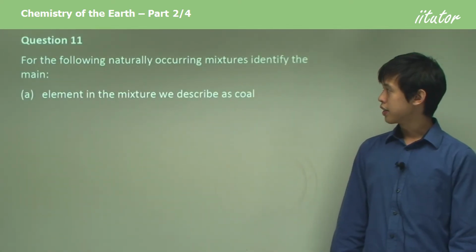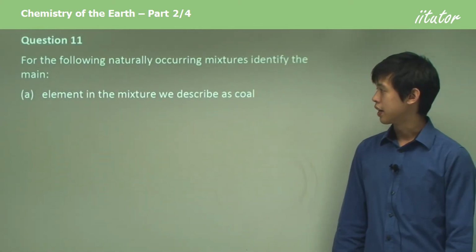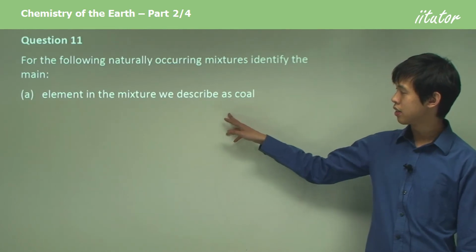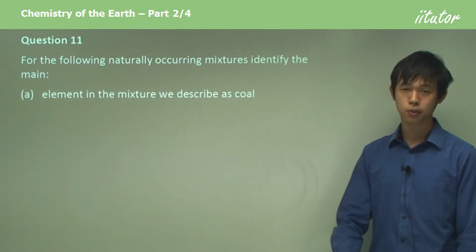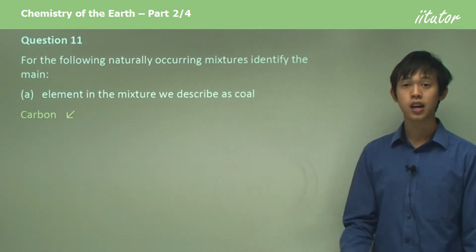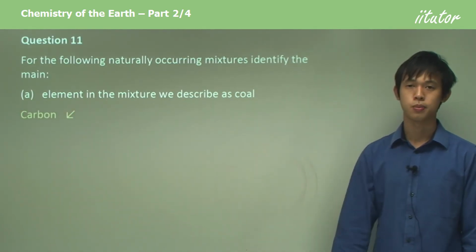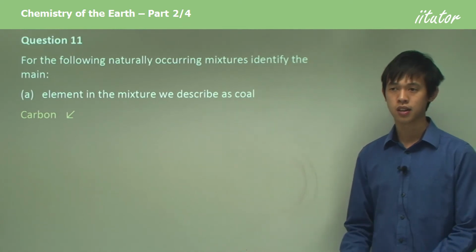For the following naturally occurring mixtures, identify the main element in the mixture. So identify the main element in the mixture we describe as coal. What is the main element? It's carbon. We should know this because we burn carbon to get carbon dioxide, and that's how we get energy.